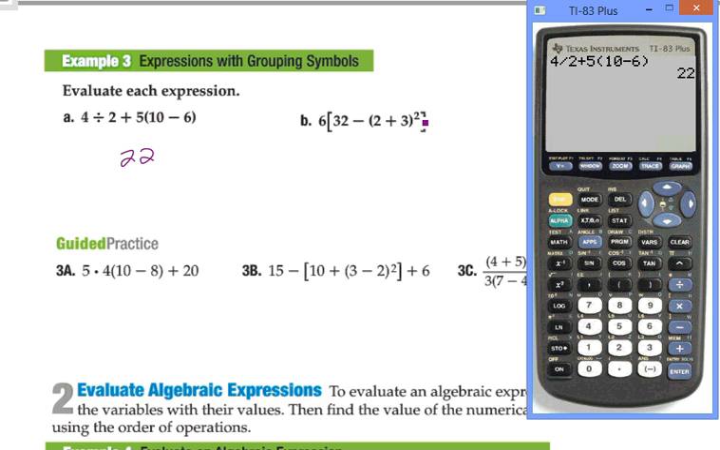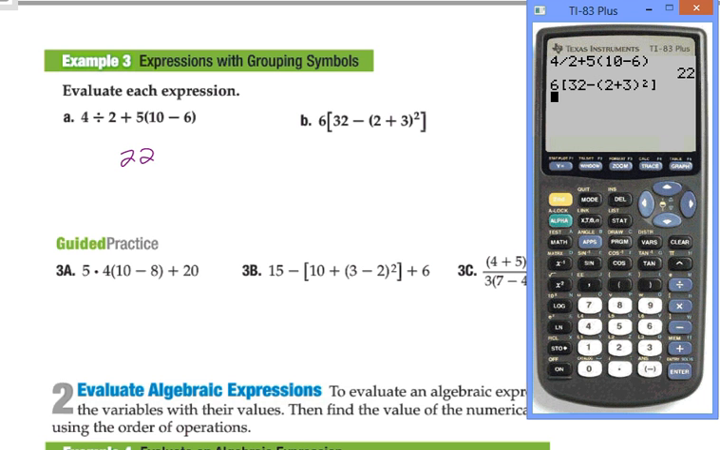So I'm going to type this in exactly how it is. 6, I'm going to use that first bracket, so second multiplication sign, 32 minus, here's my parenthesis, 2 plus 3. Do I understand that's 5? Yes. Surely could have put 5 in there. Square button, and then I'm going to close my bracket. And of course that didn't work.